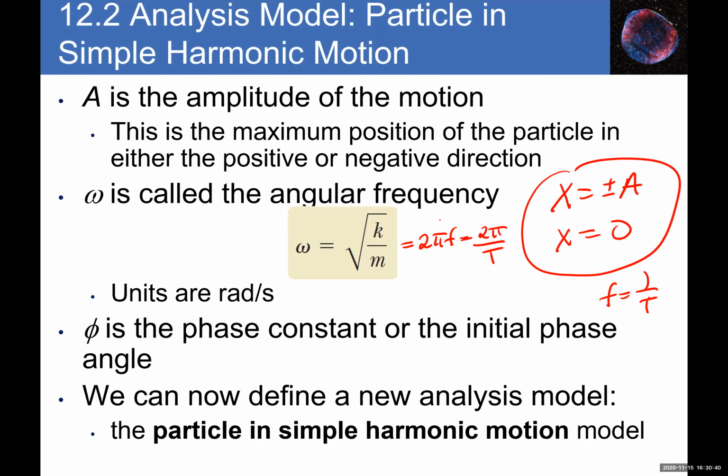Those are the constants in our problems. So angular frequency has a unit of radians per second. Phi is the phase constant or the initial phase angle, also in radians. And we can define a new analysis model as the particle in simple harmonic motion. That means we talked about the particle model, the rigid object model, the circular motion model, right? And this is now the particle in simple harmonic motion model.